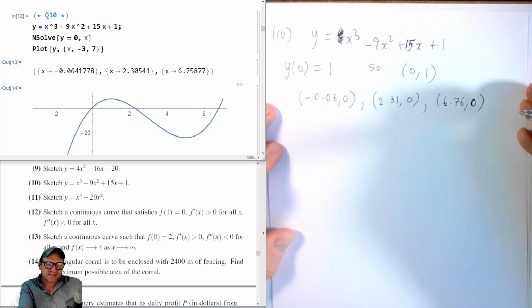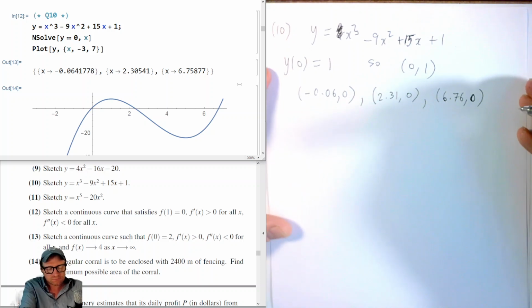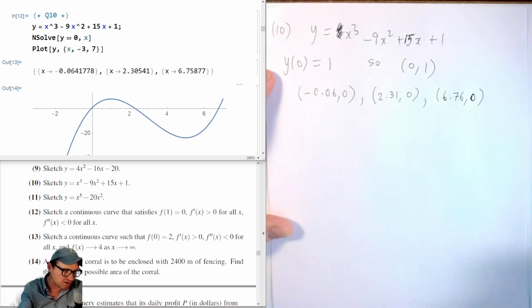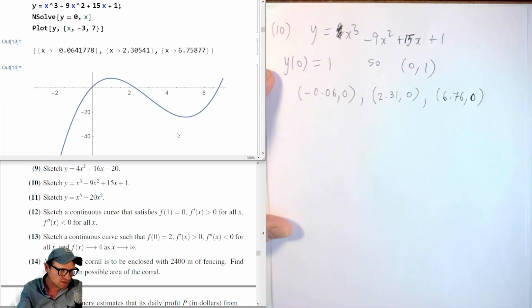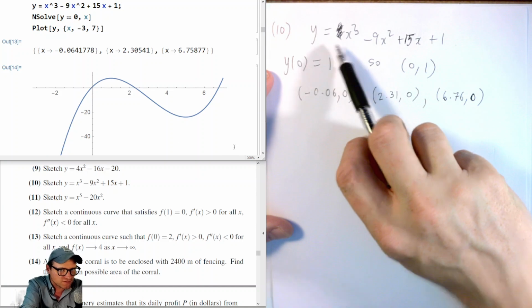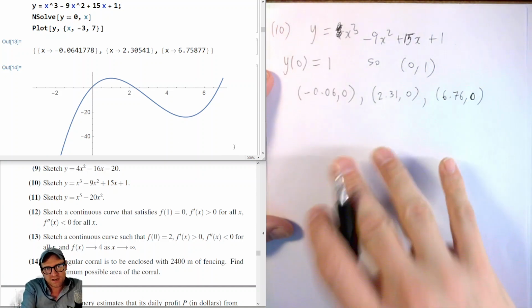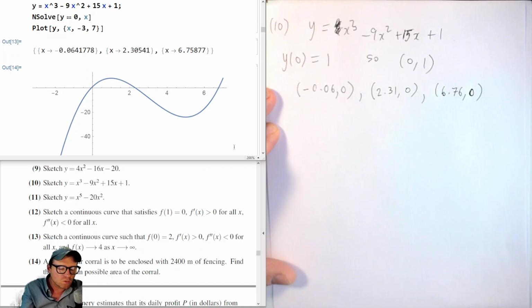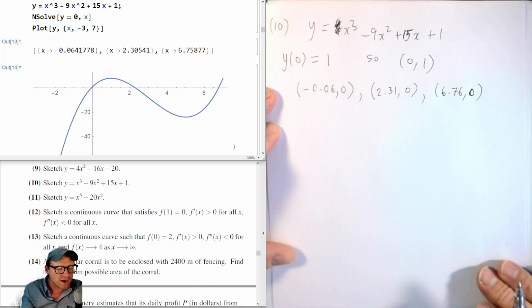So these are our x-intercepts there. So now how do we want to actually sketch this? And you can see I've got Mathematica to sketch this for us. So that's a classic cubic shape there with positive leading coefficient, or a positive cubic. Okay, but I've got to do this by hand. So what do I want to do? I want to find out where my turning points are.